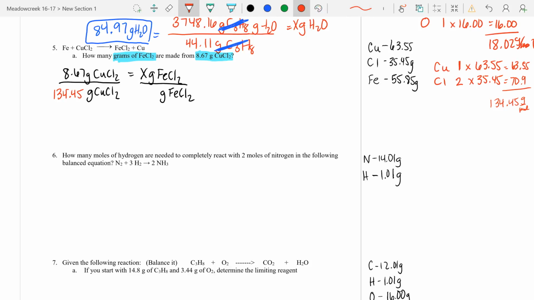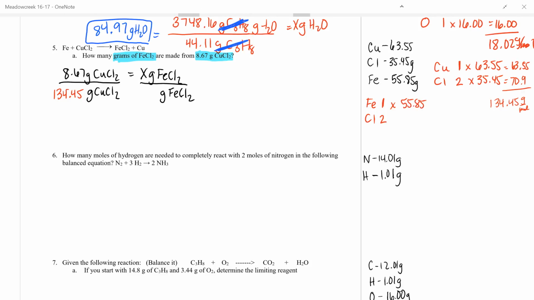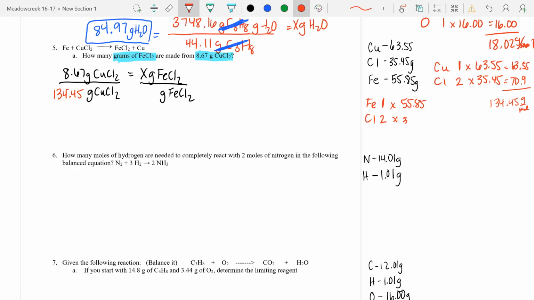And I'm also going to calculate iron chloride, FeCl2. So I have 1 and 2. Iron is 55.85. Chlorine is 35.45. This will give me 55.85, 35.45, and when I add them together, I get 91.3 grams per mole. So I'm going to put that right here.